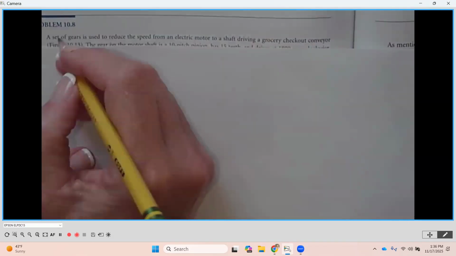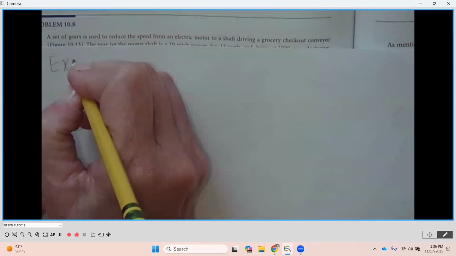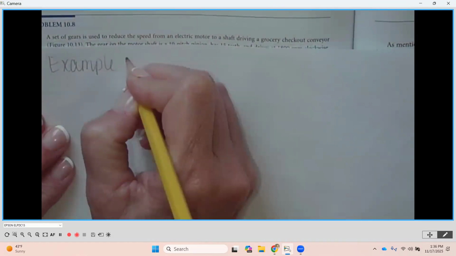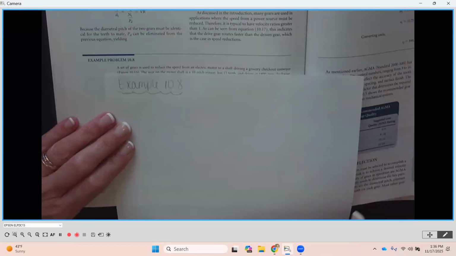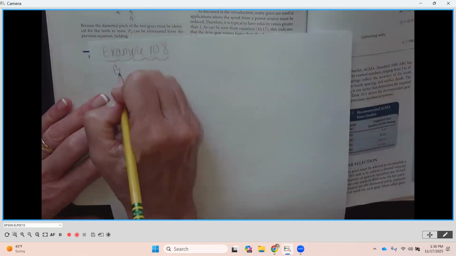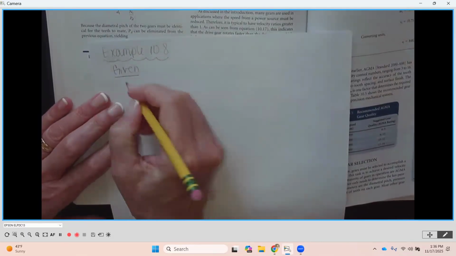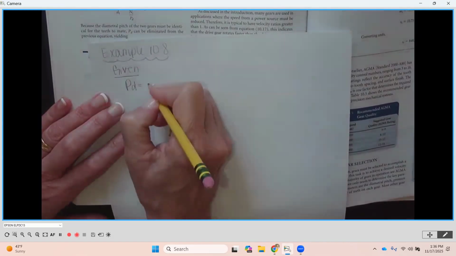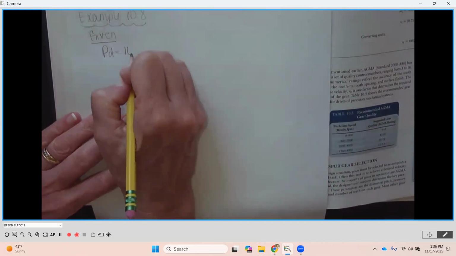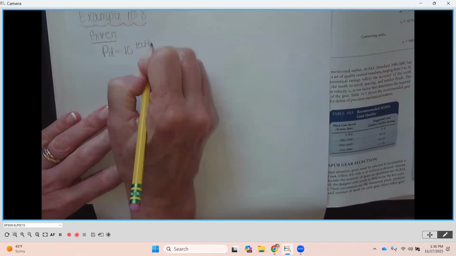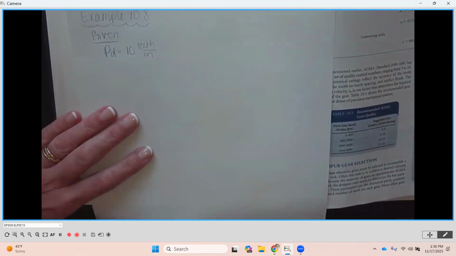I'm going to zoom out just a little bit. We're given the diametral pitch. Even though it says it's for the pinion, because the pinion is engaged with the gear, they both are going to have the same diametral pitch. And it said it's a 10 pitch, so the diametral pitch is 10, and we know that to be teeth per inch.